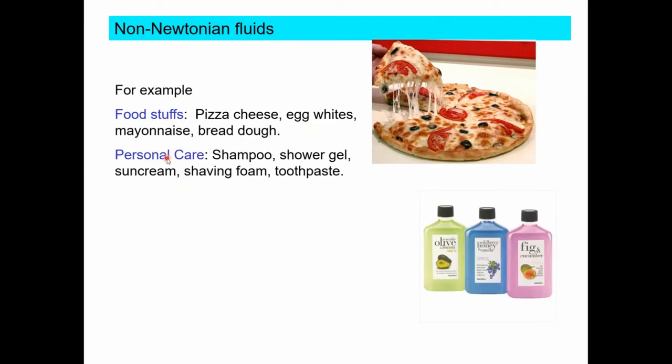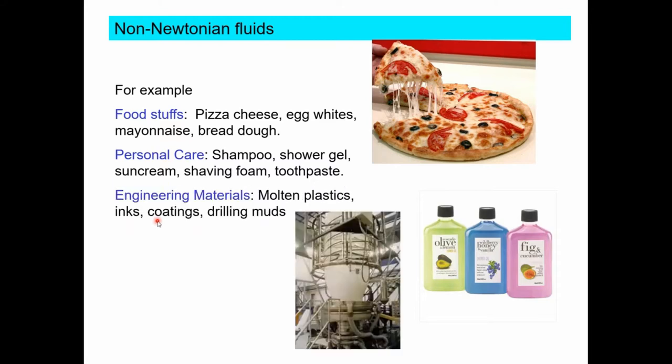Another range of applications is in what are called personal care products. So that's things like shampoos, shower gel, sun cream, all those sort of things that you put on your skin, you use for cleaning. Those are all, again, examples. If you think about the fluid properties of those, again, they're not Newtonian fluids. And then there's a whole class of engineering materials. So, for example, molten plastics, inks, coatings, and drilling muds.